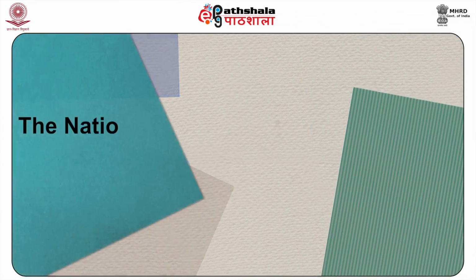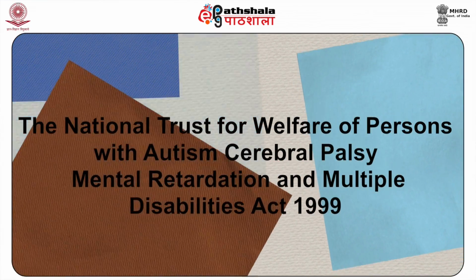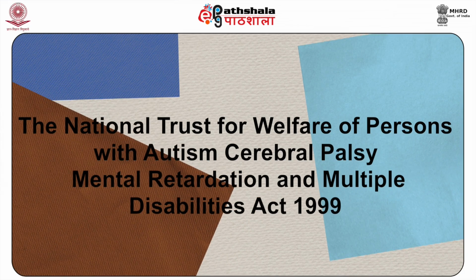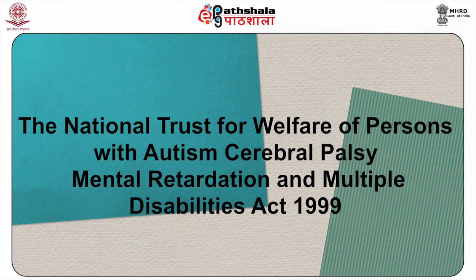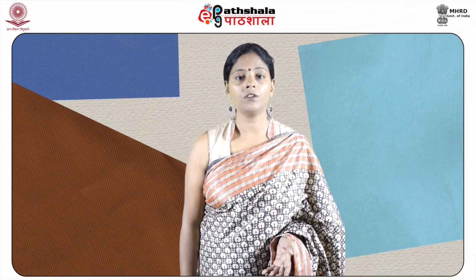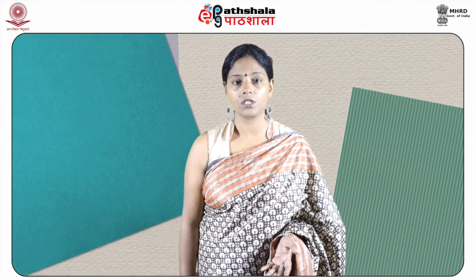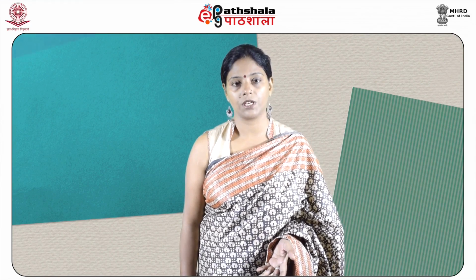basis. The National Trust for Welfare of Persons with Autism, Cerebral Palsy, Mental Retardation and Multiple Disabilities Act 1999. This Act provides for the constitution of a national body for the welfare of persons with autism, cerebral palsy, mental retardation and multiple disabilities.